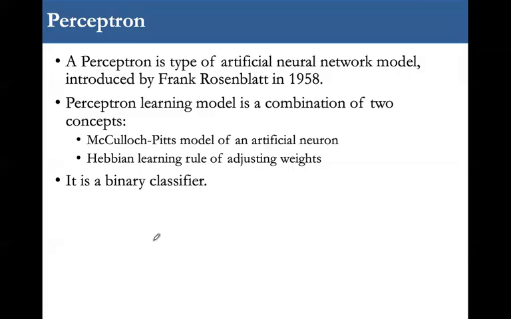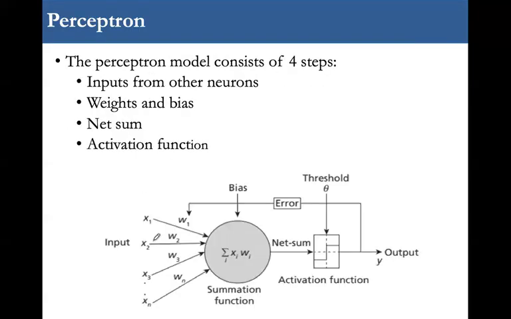Perceptron learning model is a combination of two concepts. It incorporates the McCulloch-Pitts model as well as the Hebbian learning rule. The McCulloch-Pitts model is used to represent an artificial neuron, and the Hebbian learning rule is used to adjust the weights. This is a binary classifier which determines whether an input belongs to one class or another based on a linear decision boundary. The perceptron model consists of 4 steps.